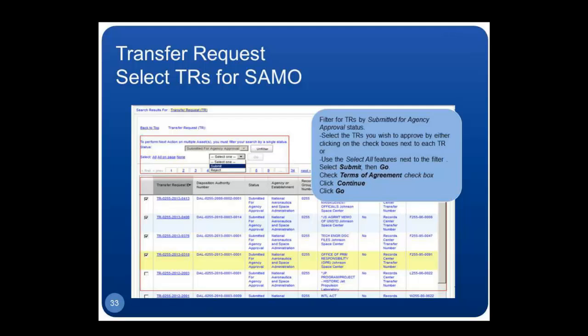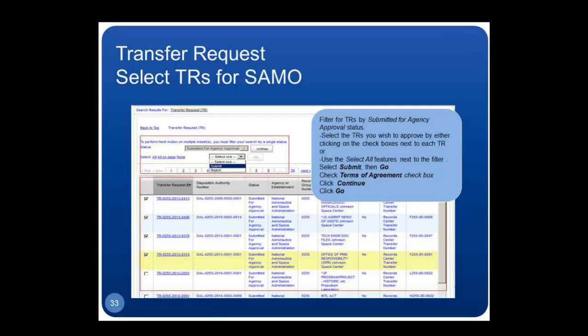selecting submit here, go, reviewing the terms of agreement and selecting the checkbox which was displayed on the screen a moment ago, clicking continue and go. And that terms of agreement box would appear once on the screen rather than for each of the forms.